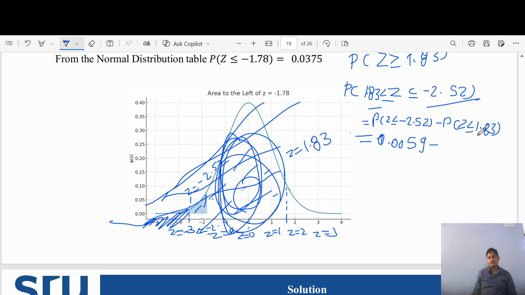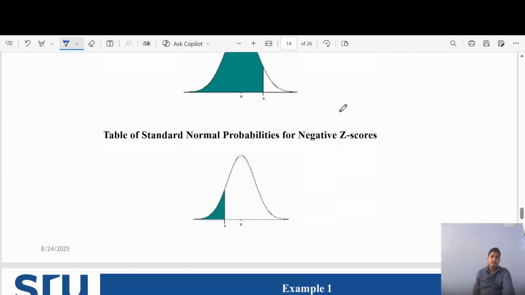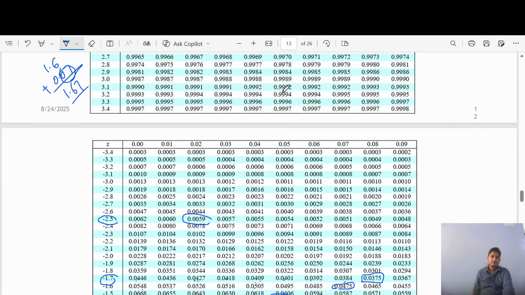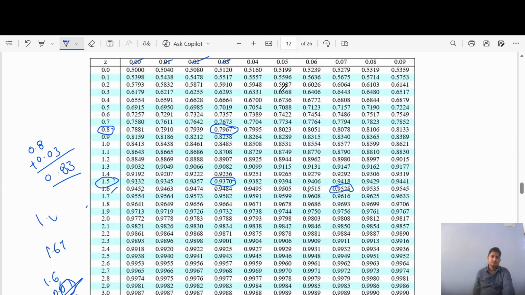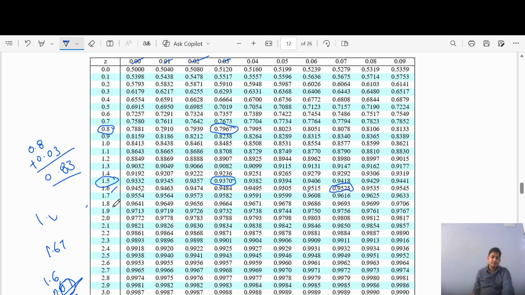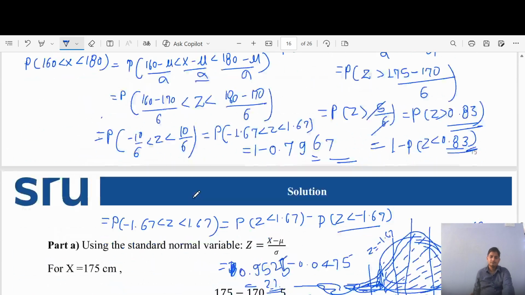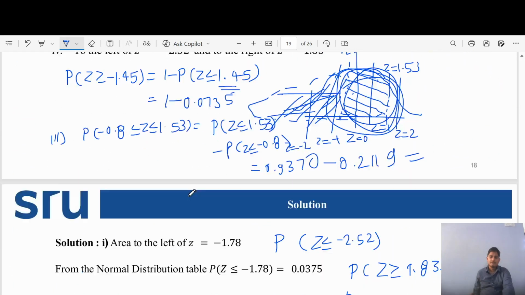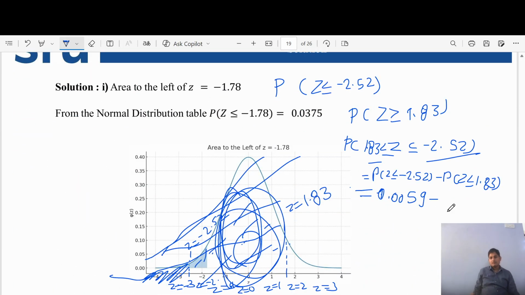And minus 1.83. So this 1.83 means 0, 1, 2, 3. This is 0.9664. So if we solve this, we get the answer.